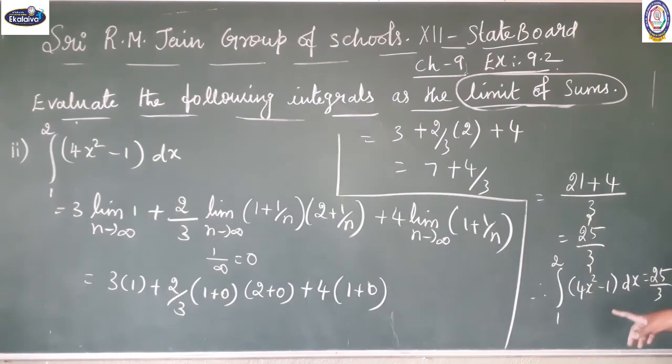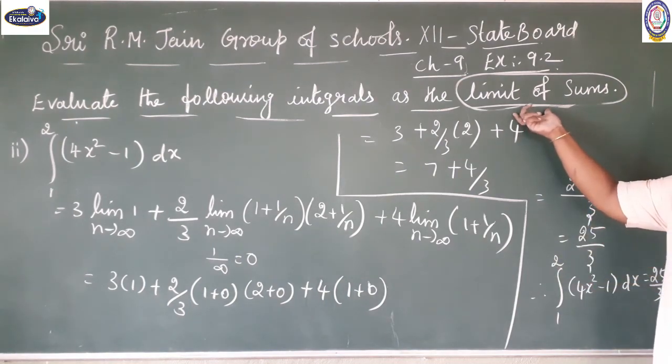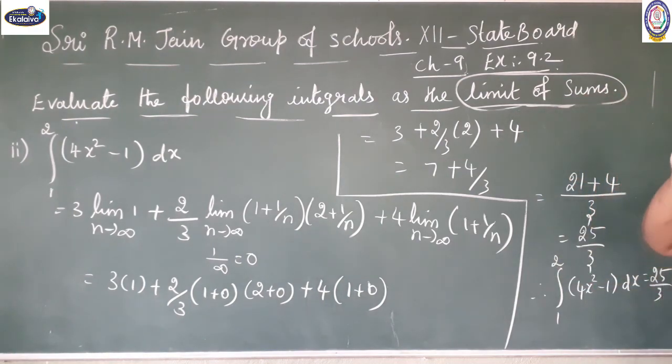So this is the value of the limit of a sum, and you can do it in this method only. You don't apply the upper limit and lower limit by integrating directly, because it is the limit of a sum. You can see the question and then write the answer.